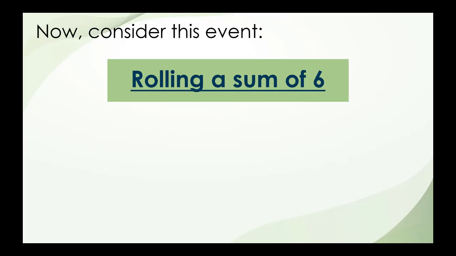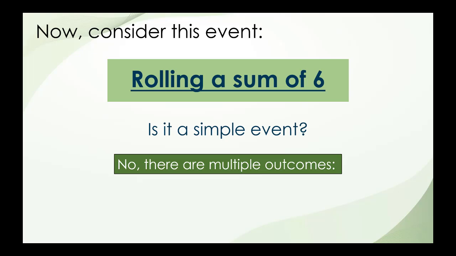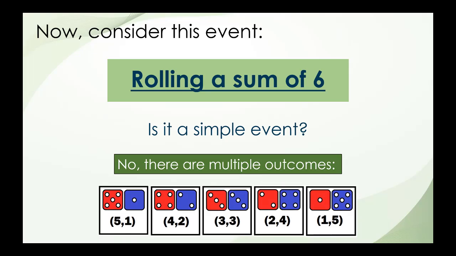What about rolling a sum of 6? Is this a simple event? Well, if we think back to those rolls, there were actually several ways to roll a sum of 6. A 1 and a 5, a 2 and a 4, a 3 and a 3, a 4 and a 2, a 5 and a 1. All those different outcomes would result in a sum of 6. So because it's not just one outcome, but actually 5, this is not a simple event.